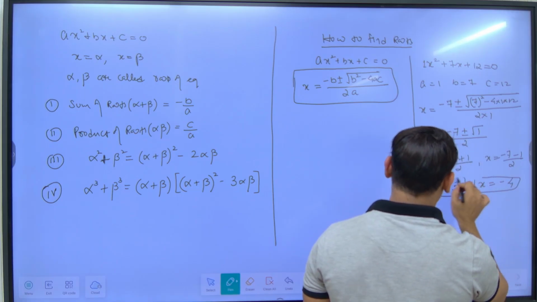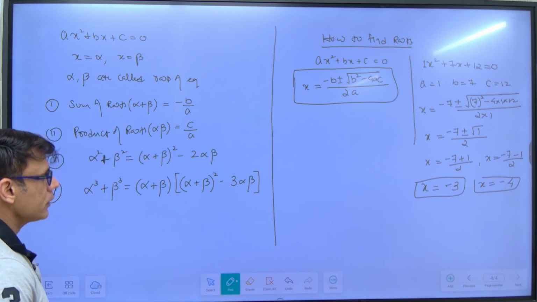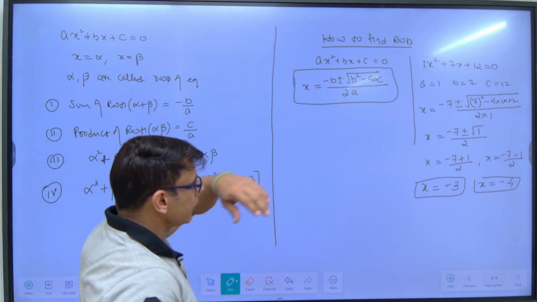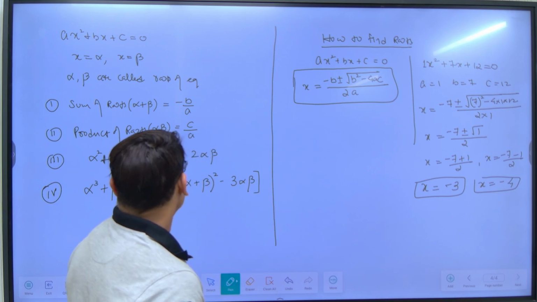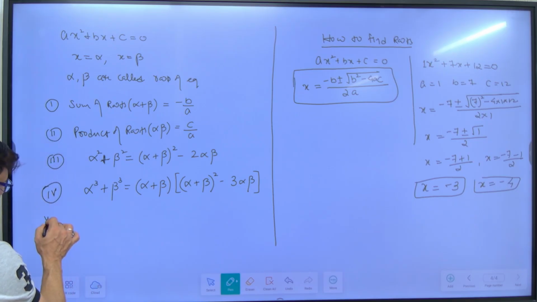So you get two values of x. One is minus 3, another is minus 4. Same way, when you solve, you will get the two values alpha and beta. So roots are clear.